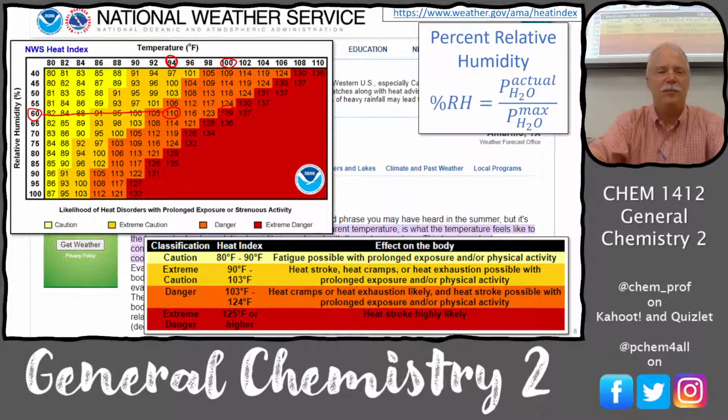So this relative humidity, how does that thing work? Well, that is the actual partial pressure of water divided by the max partial pressure of water. And this right here comes from that PT phase diagram curve, the PT vapor pressure line.